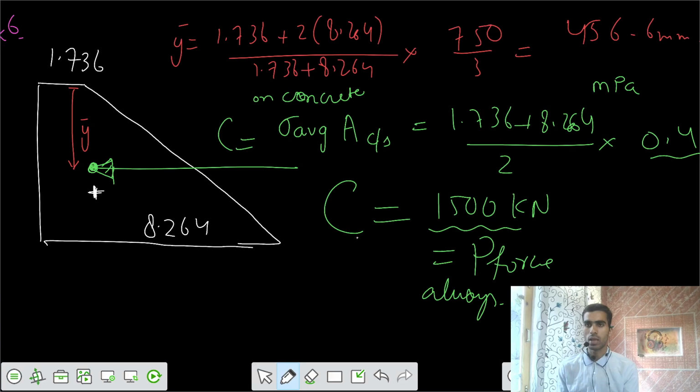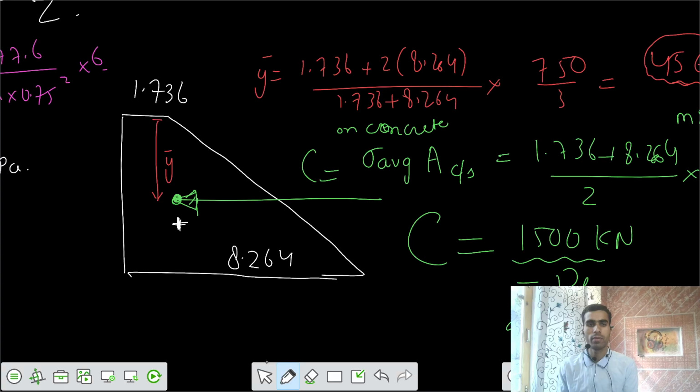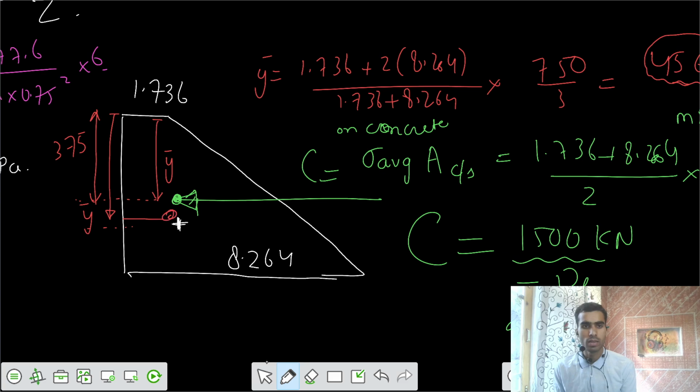So this value is equal to 456.6 millimeters. The total cross section depth is 750, so 456.6 means it's below the neutral axis. C force is somewhere below the neutral axis. Can you say that? If this is 375 out of the total 750, then your y bar is somewhere here. So this should be your C force location. That y bar is equal to 456.6 millimeters.